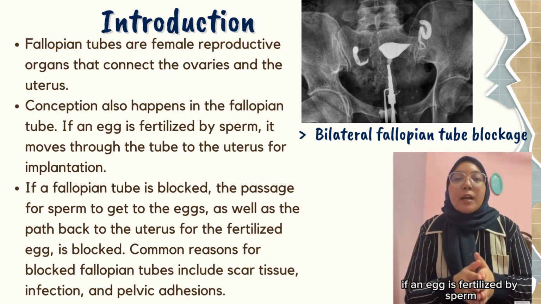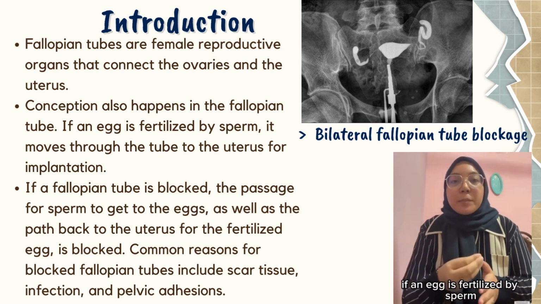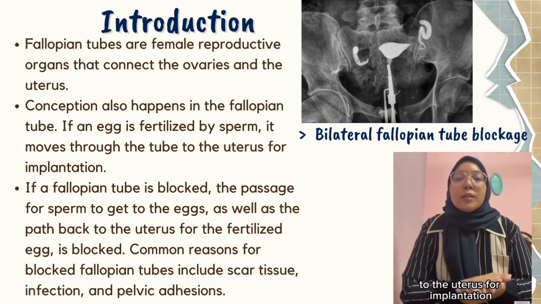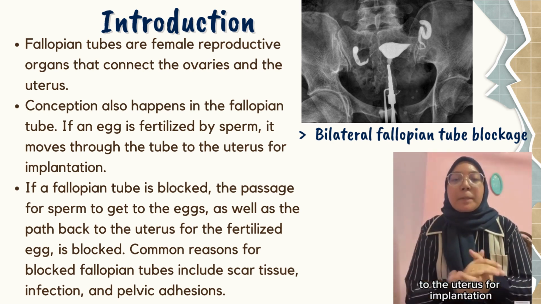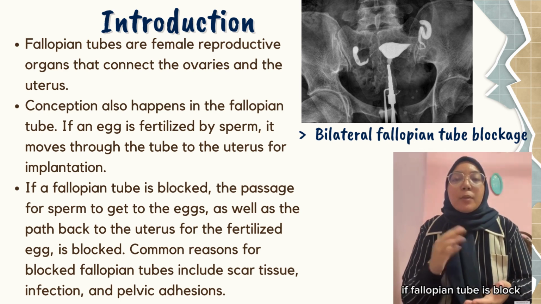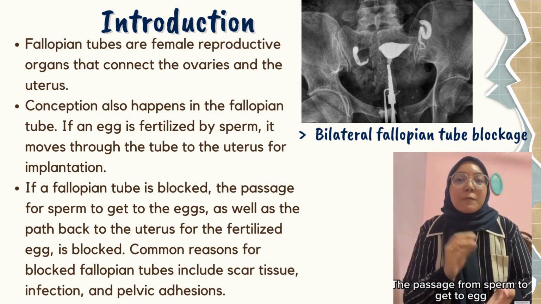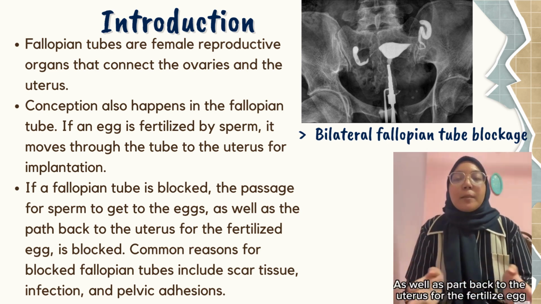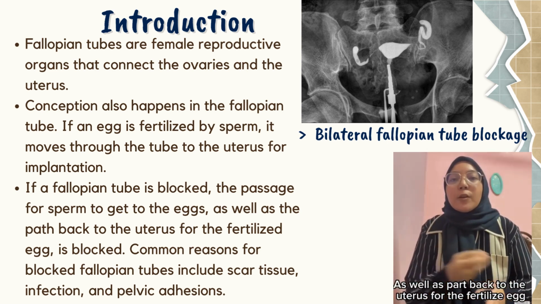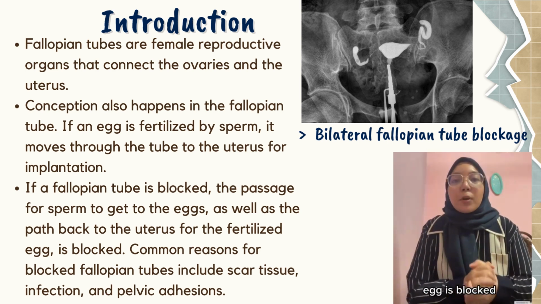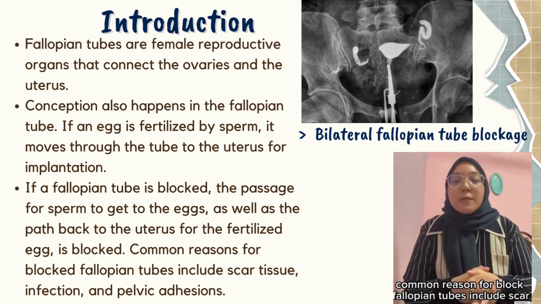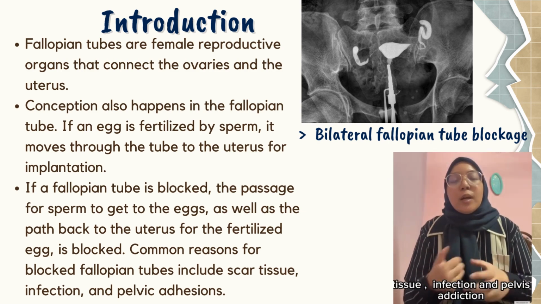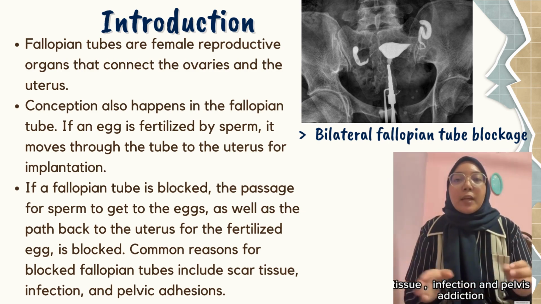If an egg is fertilized by sperm, it moves through the tube to the uterus for implantation. If a fallopian tube is blocked, the passage for sperm to get to the egg, as well as the path back to the uterus for the fertilized egg, is blocked. Common reasons for blocked fallopian tubes include scar tissue, infection, and pelvic adhesions.